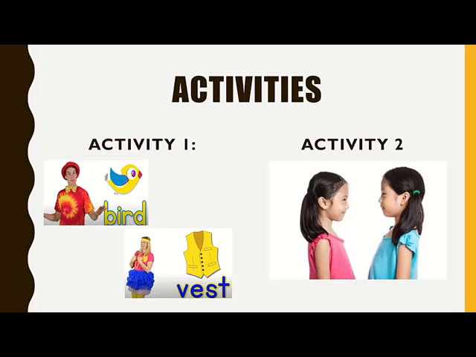Activities. Activity 1. In this activity, the pupils are going to be in an assembly, and the teacher is going to explain to them that they are going to learn two different sounds, the V and the B sounds. For learning this, the teacher is going to play two songs, one for V and another for B.